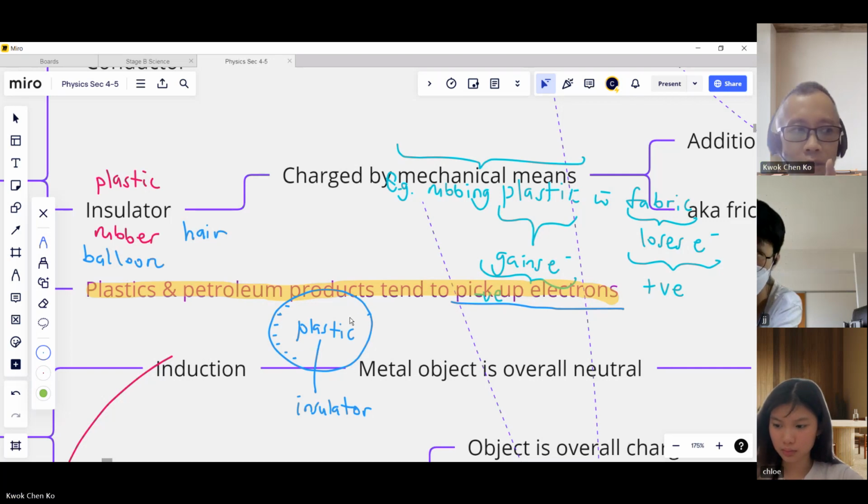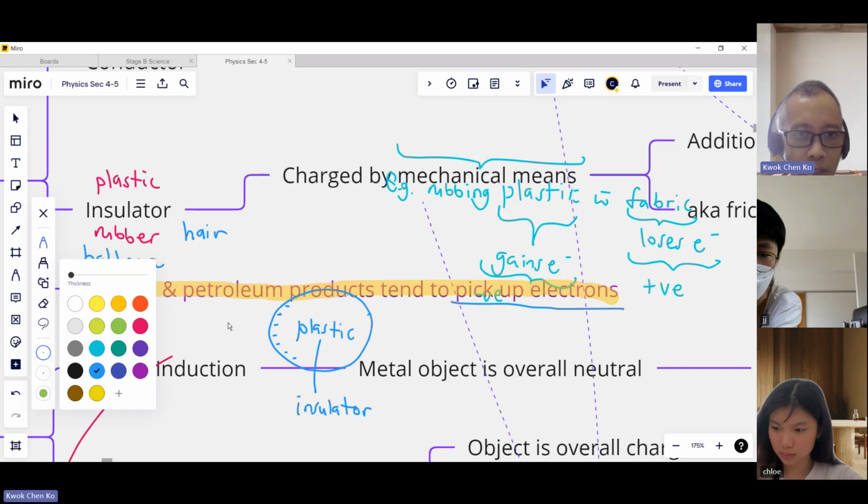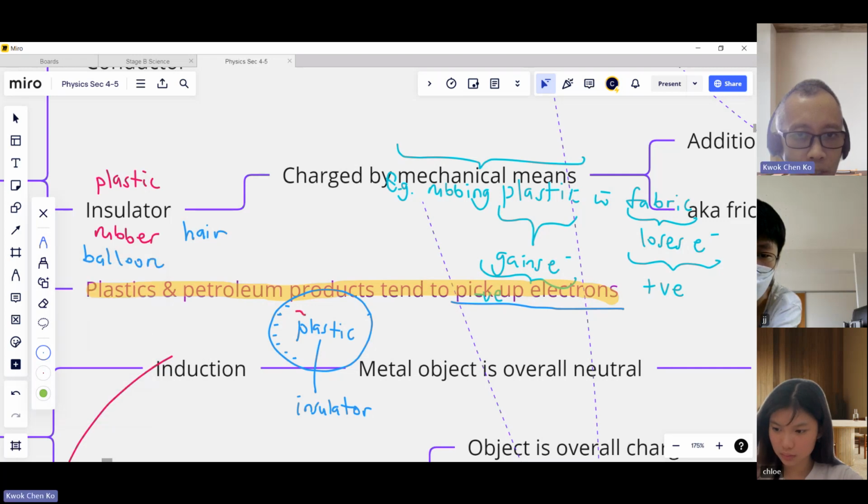Remember, plastic is an insulator, so the electrons are not able to move around within the plastic. Electrons cannot do that because plastic is an insulator. Therefore, more likely than not, electrons only stay on the surface. And even then, it's not on the whole surface, probably just a portion.